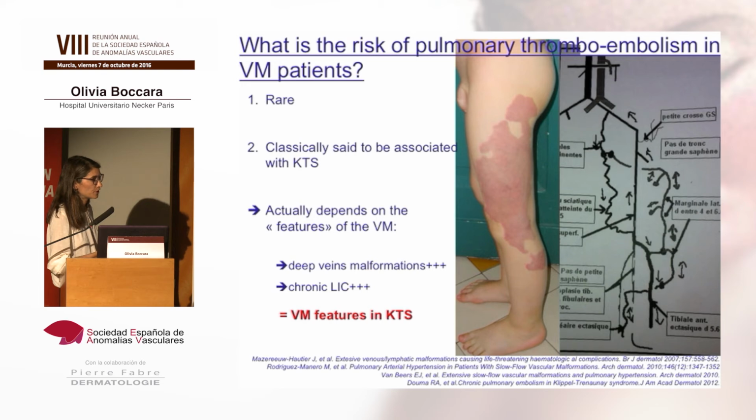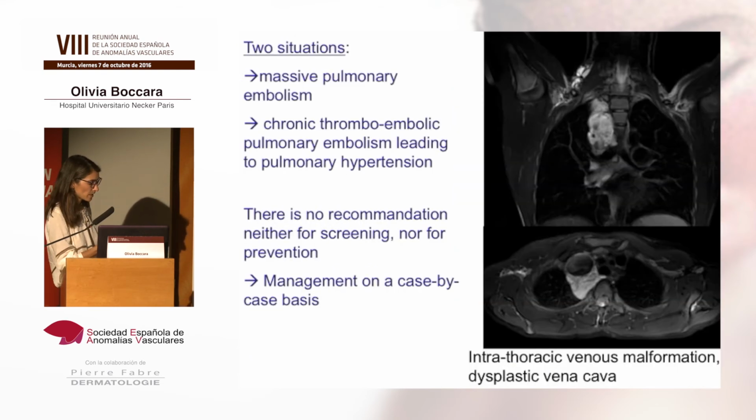If you have those two features, probably you have a real increased risk for pulmonary thromboembolism. And actually, those features are those of Klippel-Trenaunay syndrome and Clouston syndrome. This is another example, an interesting example of an intrathoracic venous malformation associated with a dysplastic vena cava, and then the thromboembolic events are just near the heart and the lung, and then you may understand the risk of thromboembolism in this patient.